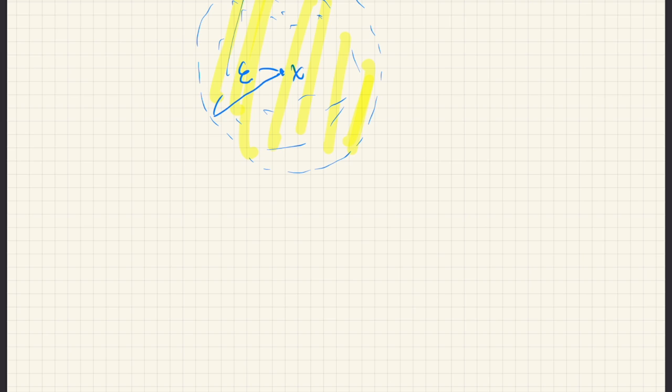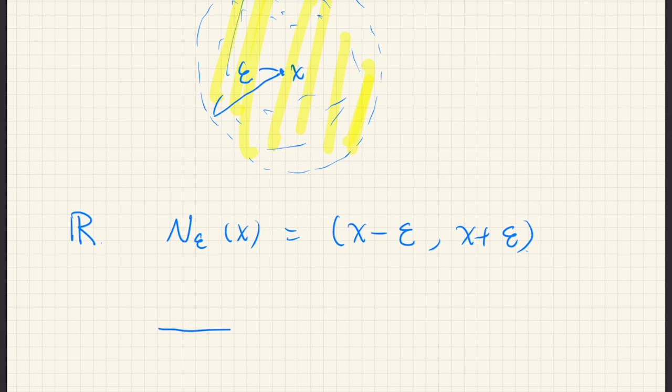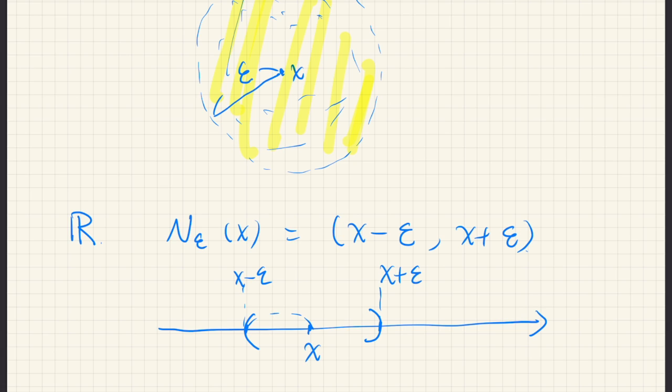Okay, let's see some examples. In the case of one-dimensional space, epsilon neighbor is this. It's an interval between x minus epsilon and x plus epsilon. If we draw the number line, if this is x, then epsilon neighbor is an open interval. This point is x minus epsilon, and this point is x plus epsilon. So the distance between these endpoints and x is epsilon.